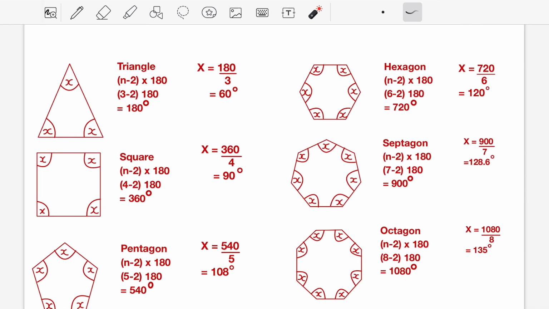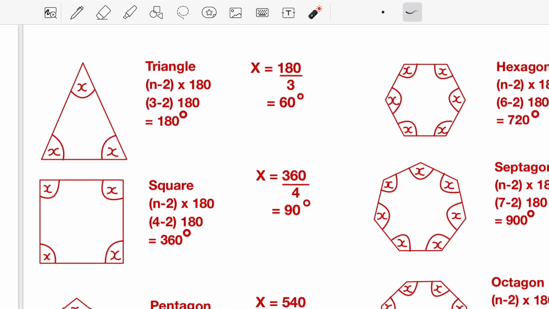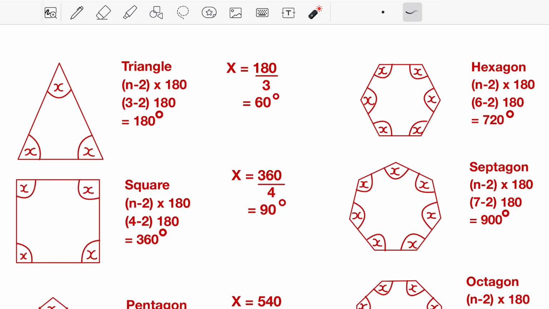So I have included the triangle as well. For a regular triangle, which is an equilateral triangle, the number of sides, of course, is 3 for all triangles. 3 minus 2 is 1. 1 times 180 is 180 degrees. And for each of the angles, it will be 180 divided by the number of sides, which is 60 degrees.